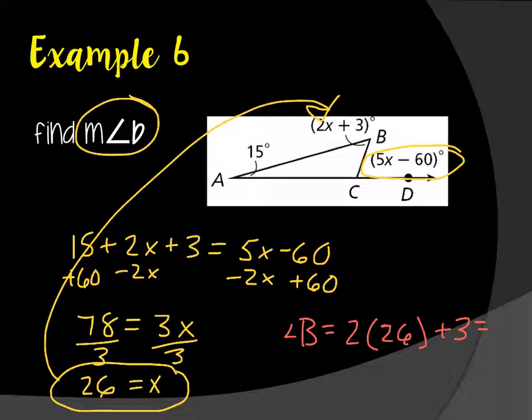And we get, what's 2 times 26? 52 plus 3? 55 degrees. So angle B is equal to 55 degrees.